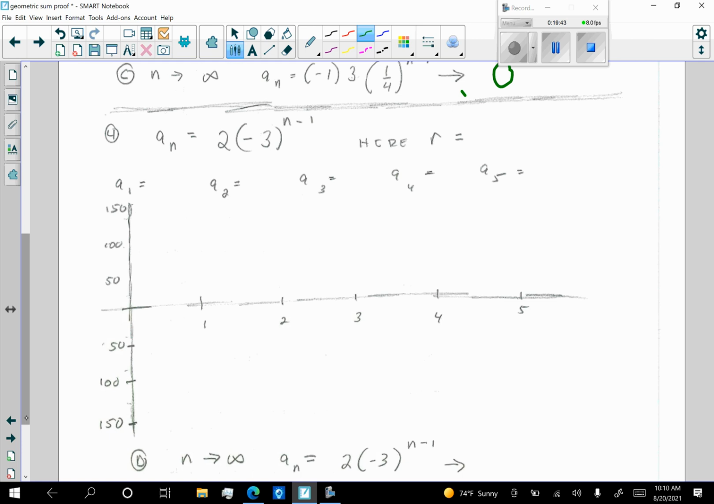Bam! Right off the get-go, the r should jump out at you, because I don't have that negative 1 in parentheses. I have the basic formula for the geometric sequence, with r jumping right off the page.